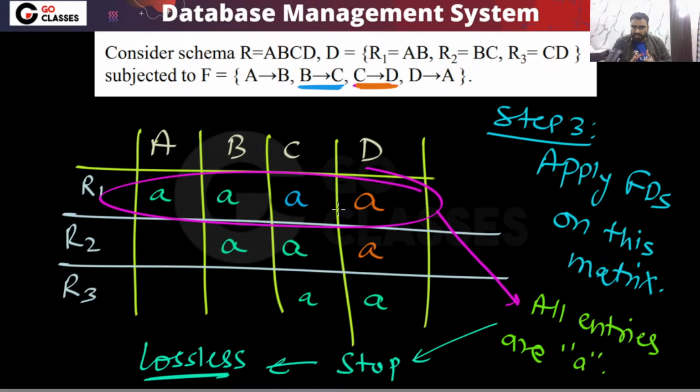So the chase test is the correct method. Also, it is an easy and efficient method. Also, this is a very interesting method. So here the answer will be lossless because we got at least one tuple where all the entries are A. So you can stop and you can say that this decomposition is lossless.